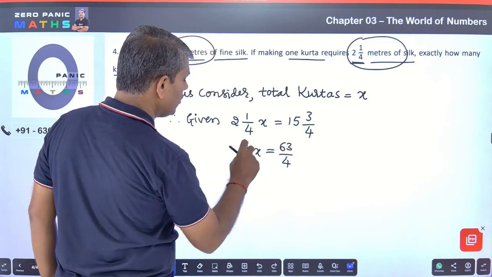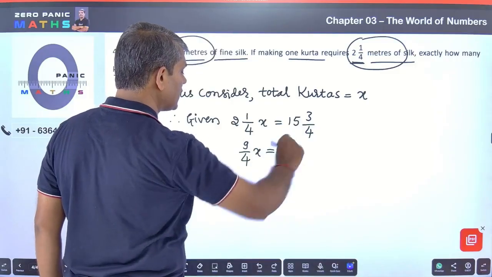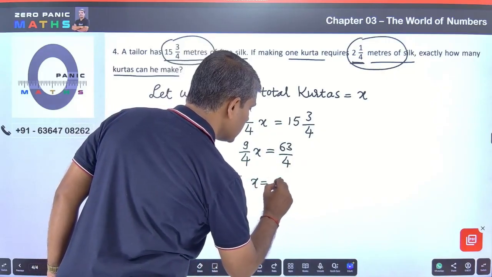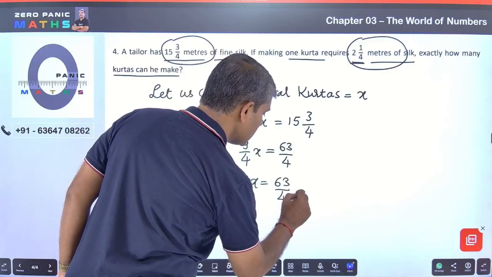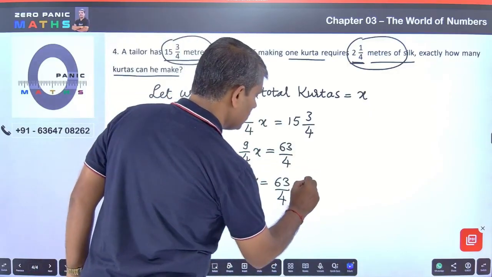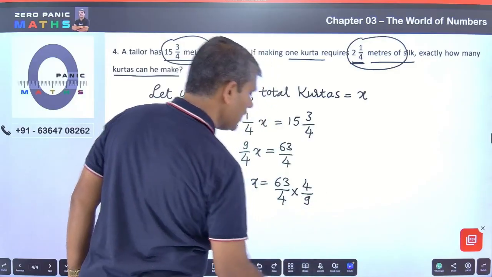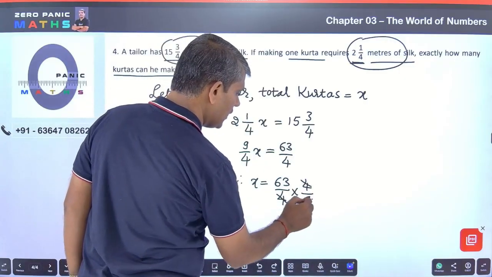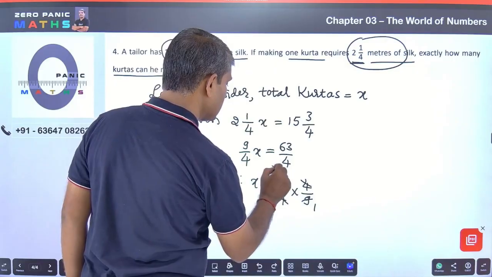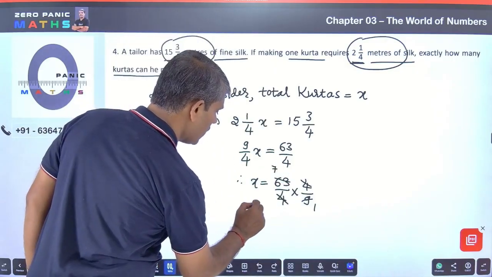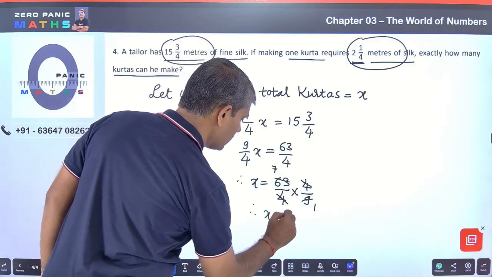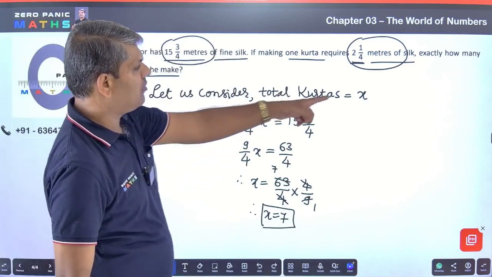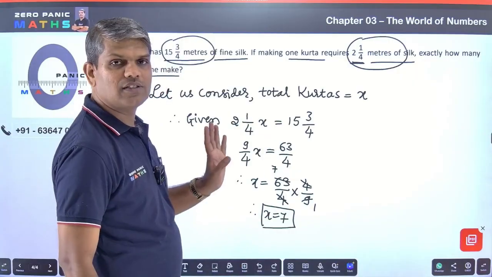When you take this 9 by 4 to the right side, it will become reversed, and therefore x is equal to 63 by 4 as it is, and it will go as 4 by 9 to the right side. Understood? Cancel 4 and 4 here, and 9 sevens are 63. So x is equal to 7. So how many kurtas can he make? He can make 7 kurtas.